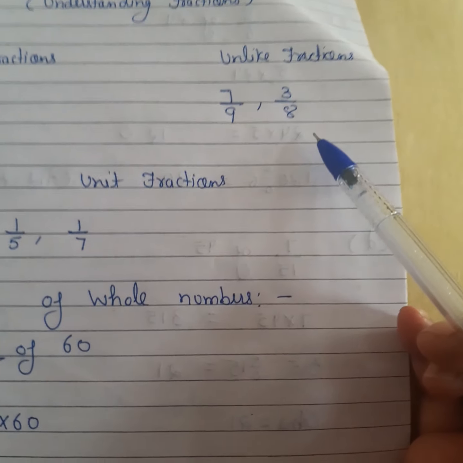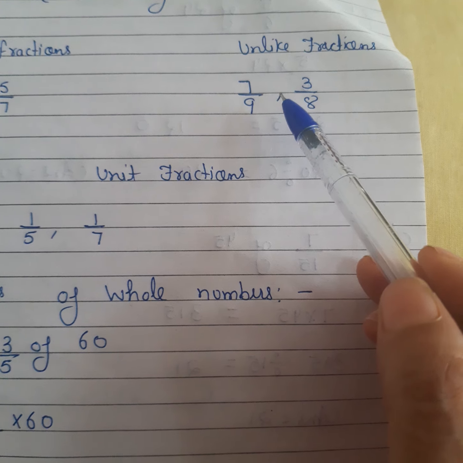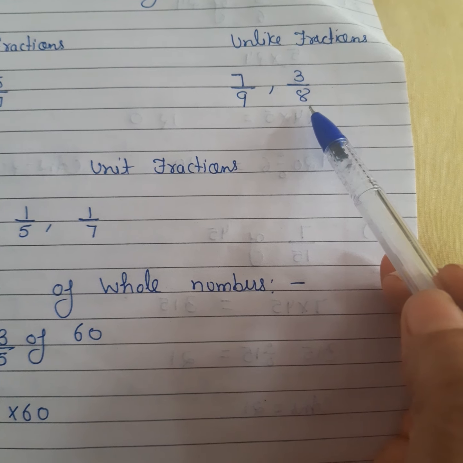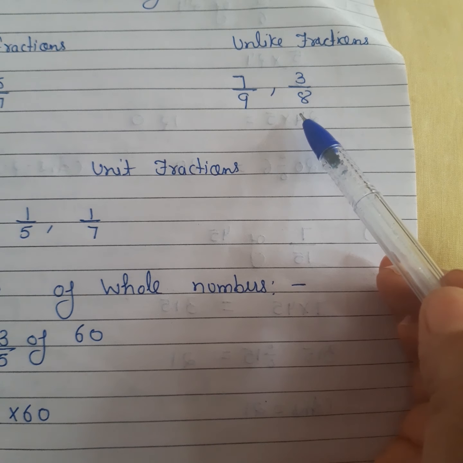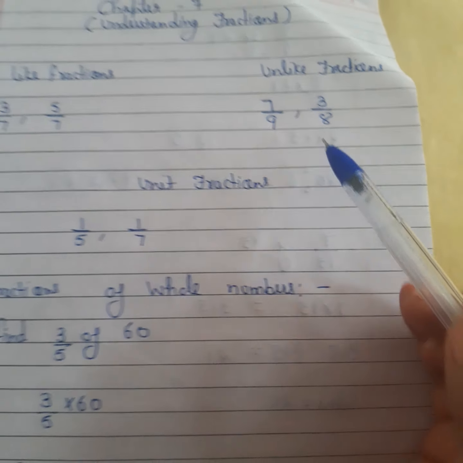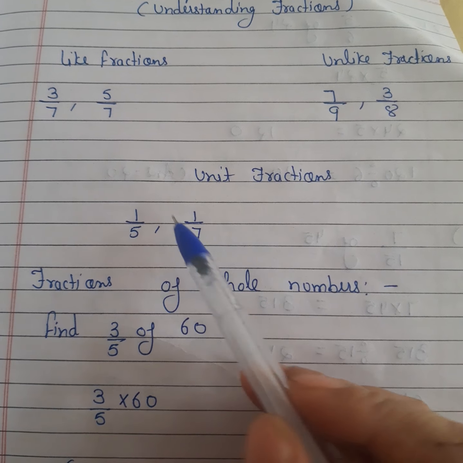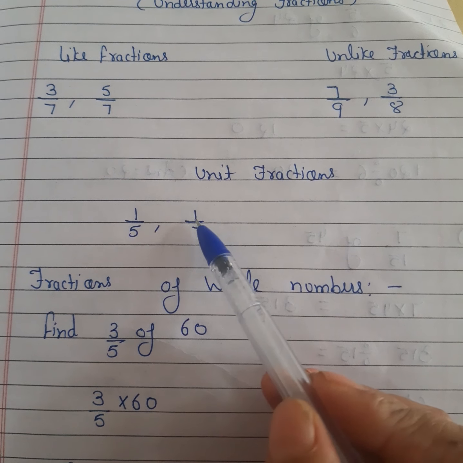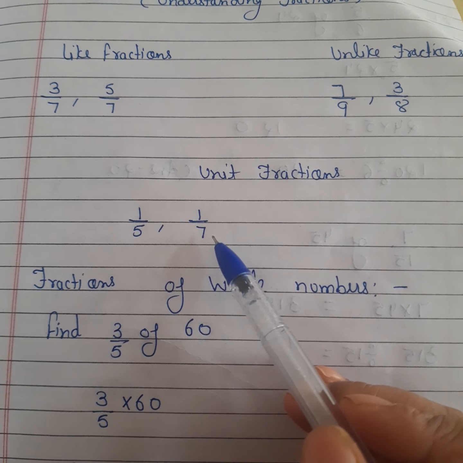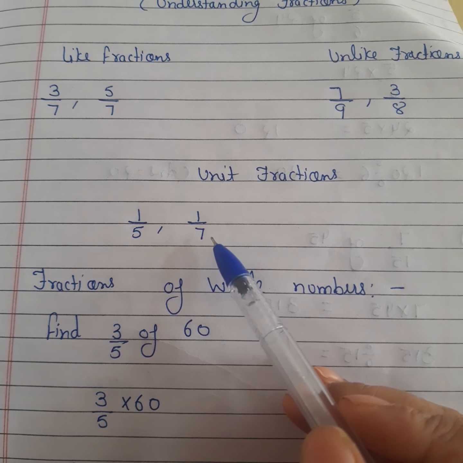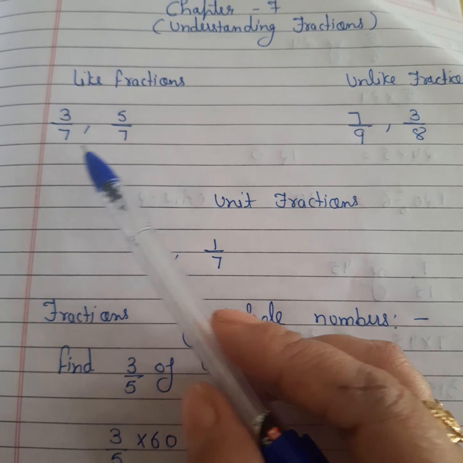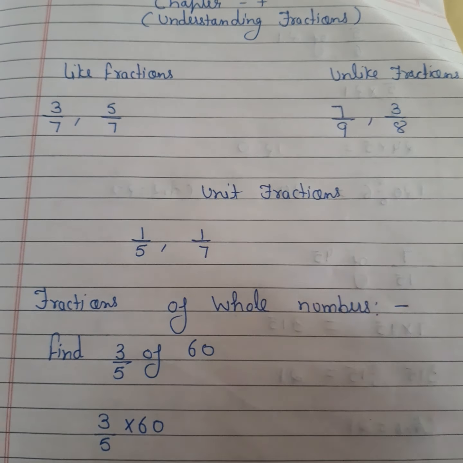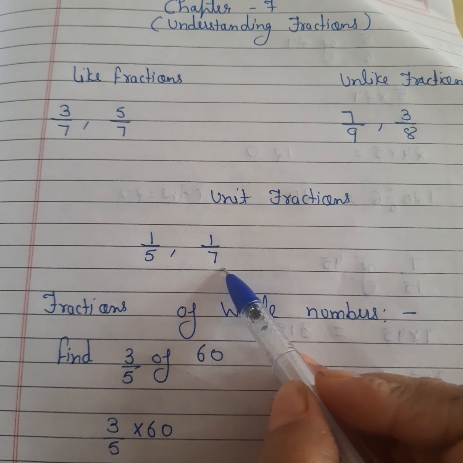And unlike fractions: if you take the case of 7 upon 9 and 3 upon 8, both have different denominators, that is 9 and 8. So they are called unlike fractions. Next is the unit fraction, the fractions that have the numerator as 1. Those fractions are called unit fractions. So like fractions have the same denominator, unlike fractions have different denominators, and unit fractions have the numerator as 1.